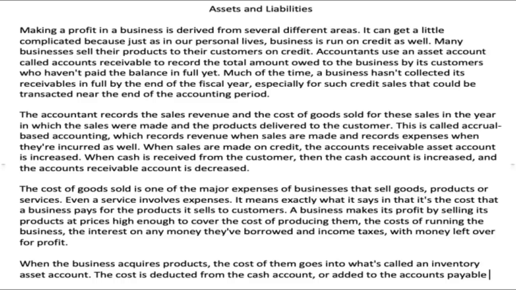Assets and liabilities. Making a profit in a business is derived from several different areas. It can get a little complicated because just as in our personal lives, business is run on credit as well. Many businesses sell their products to their customers on credit. Accountants use an asset account called accounts receivable to record the total amount owed to the business by its customers who haven't paid the balance in full yet.